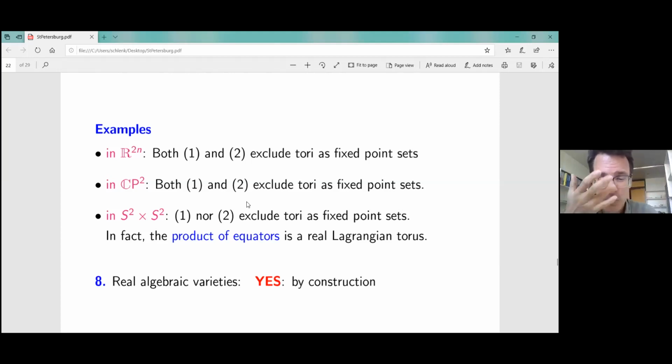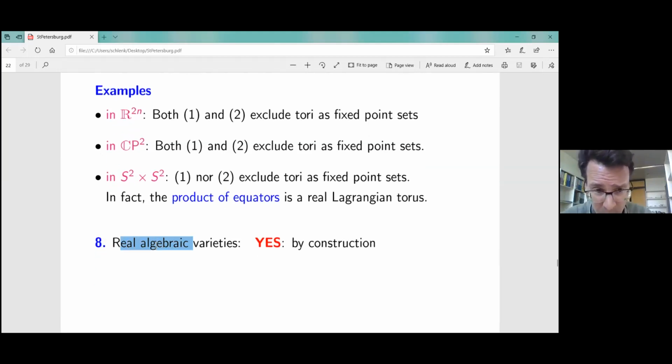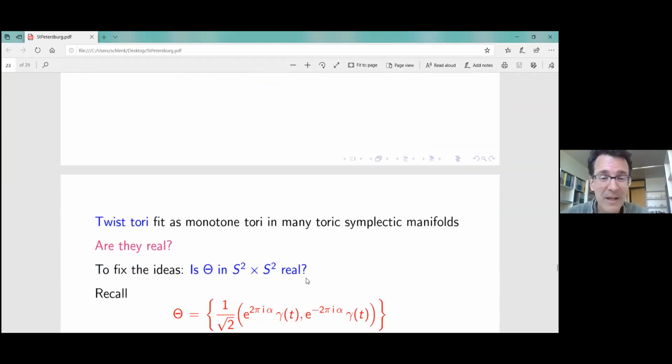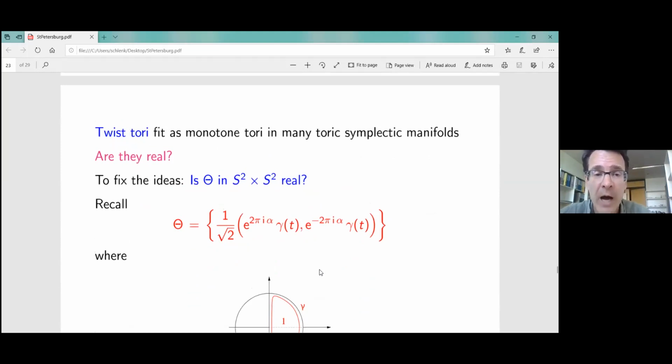Okay, so I wanted to repeat that because it's important that you look at the examples where smoothly there is nothing to see. Okay, and the last point is of course also always real by definition. We started from there, right? Great. So now I ask a harder question. I ask, these twist tori, are they real or not?